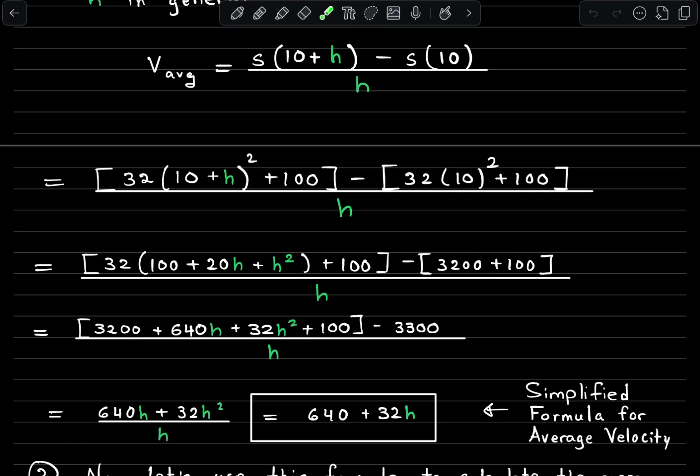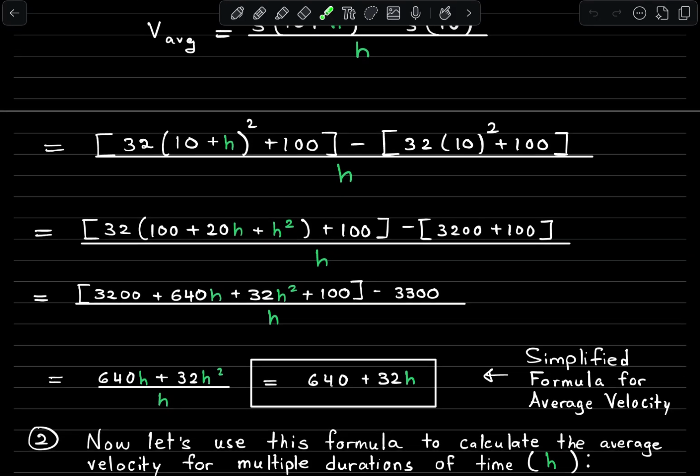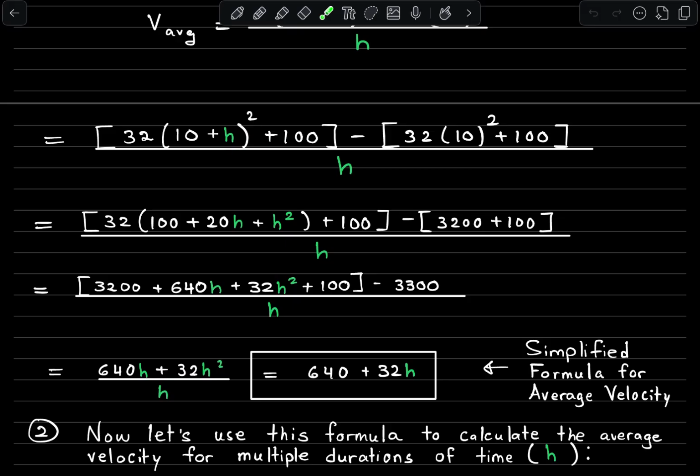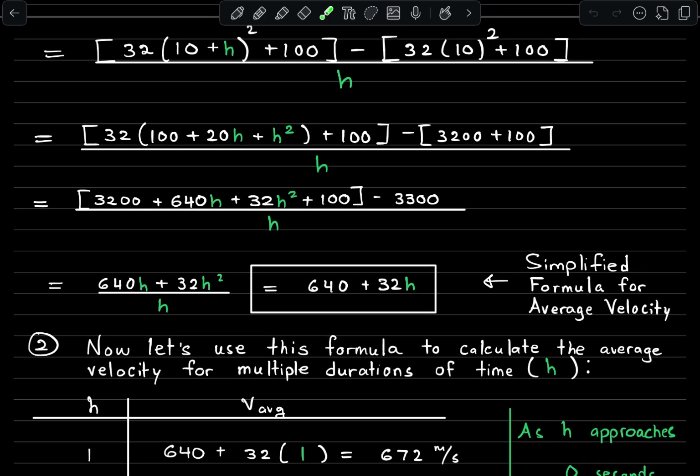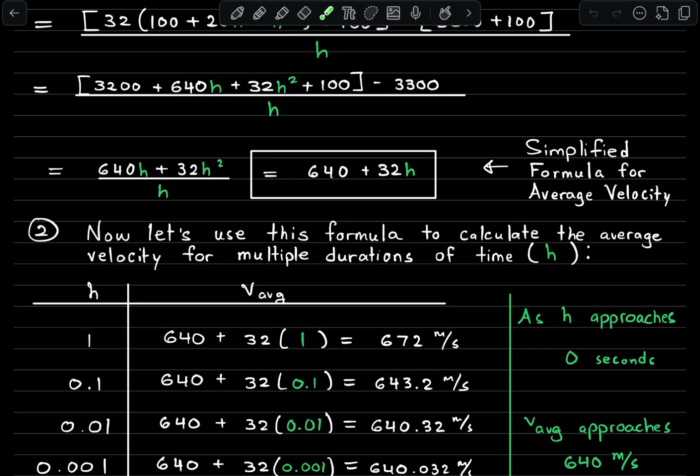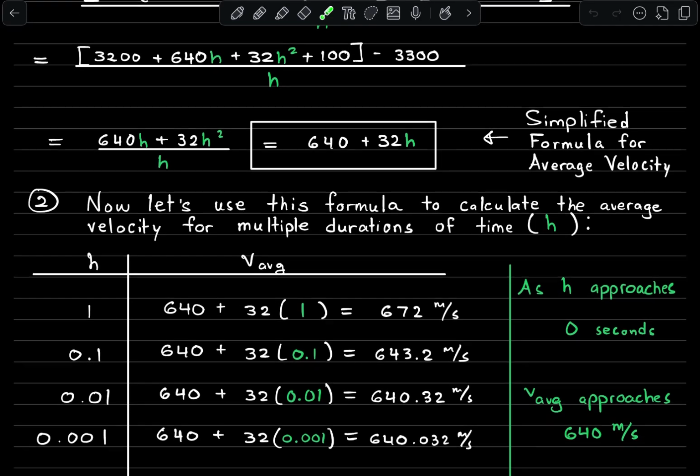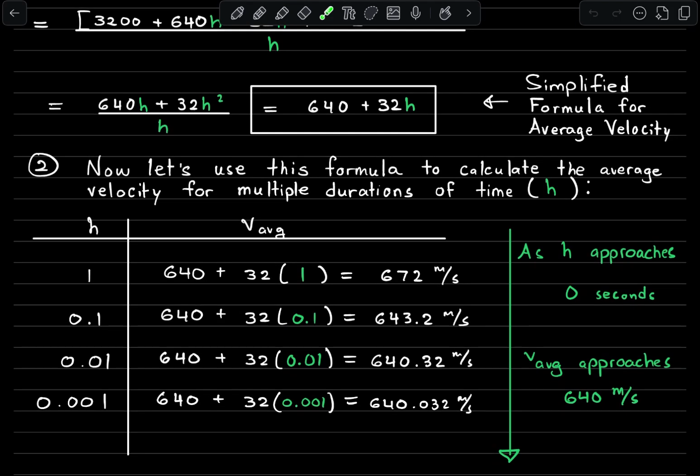Okay. Now this simplified formula is what we're going to use to calculate the average velocity at multiple time durations. So multiple h, remember, is a duration of time. It's the time between point A and point B, some length of time. So let's make ourselves a little bit of a table over here, and let's see what happens as we calculate h at different lengths. So we start off with h being 1 second.